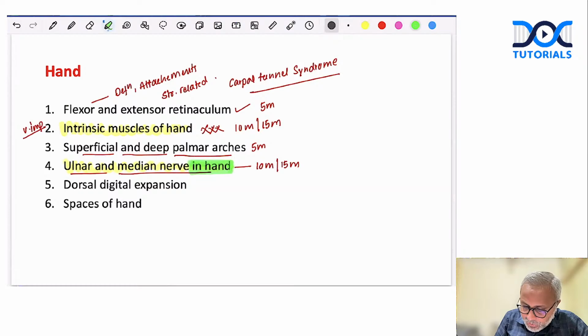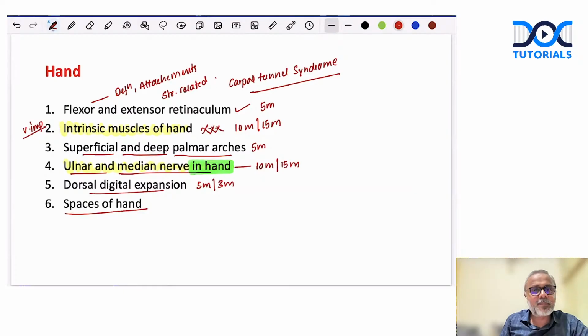It is not about the entire nerve that we are talking about. The ulnar nerve and median nerve as such are long essay questions, but their course and distribution in the hand itself could be a 10 marker or a long essay, right? Then we can also expect questions on the dorsal digital expansion, which would be a 5 marker or a 3 marker.